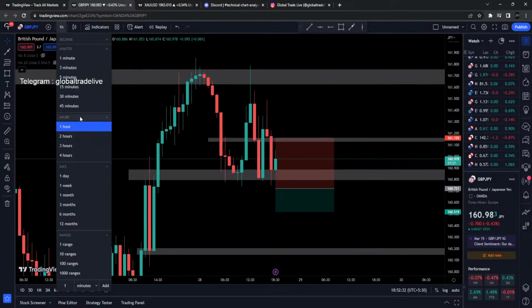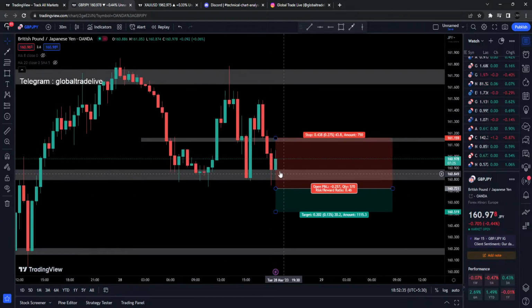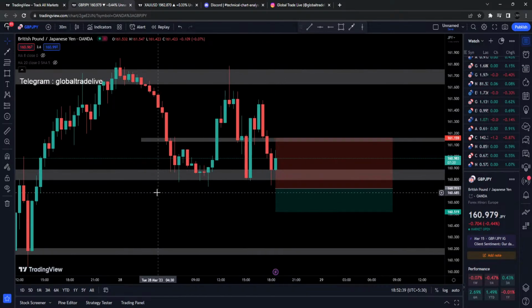So now the 30-minute candle is having 7 minutes left to close. It will be interesting to see how this 30-minute candle will be closing.